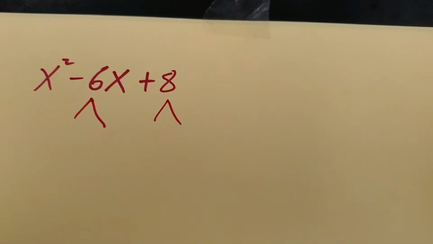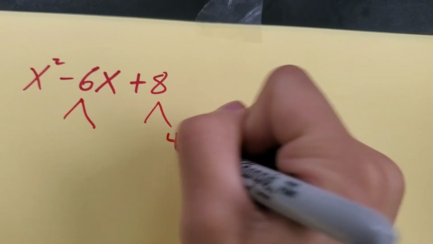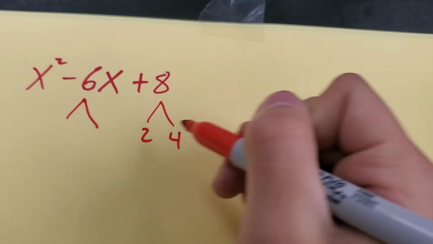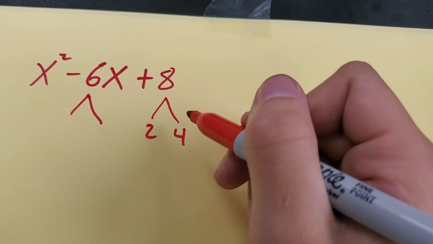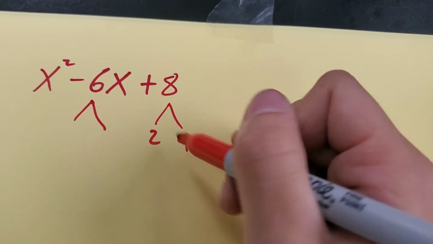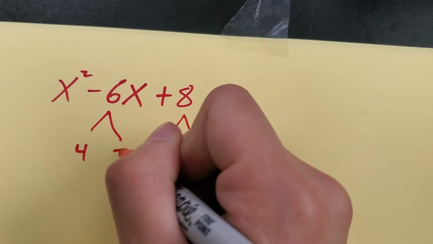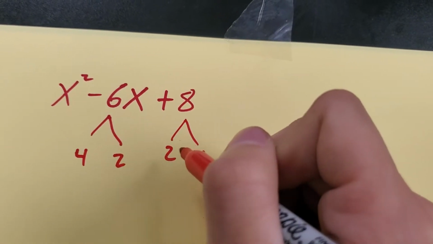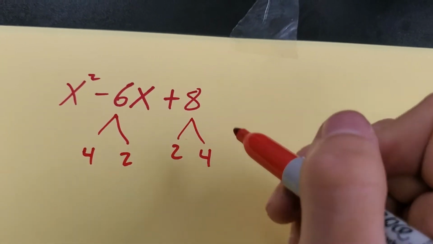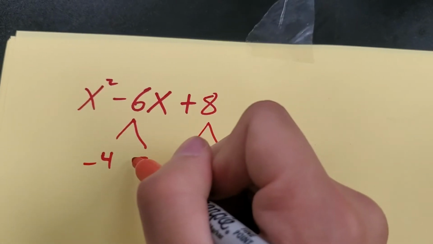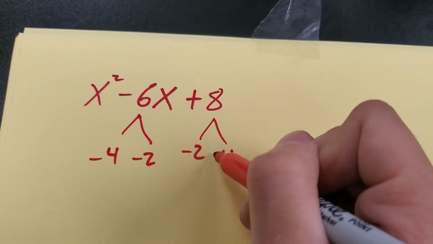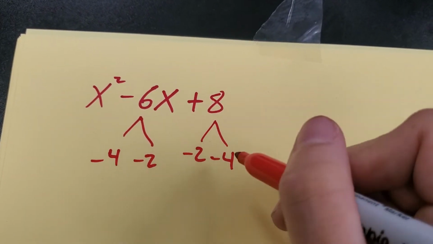I can think of 4 times 2. 4 times 2 is definitely 8, but 4 plus 2 doesn't give me negative 6. The way they would give me negative 6 is if they were negative, so that means I have to make them also negative.